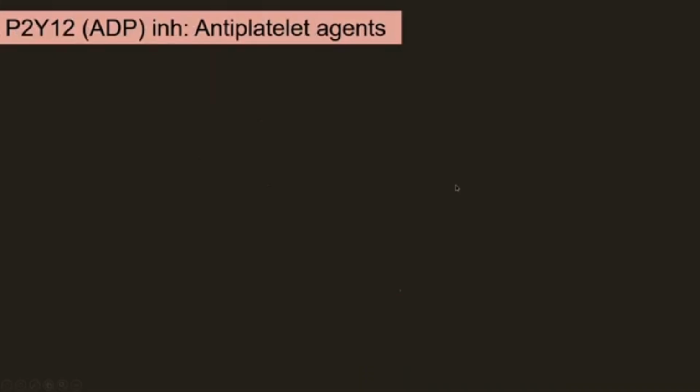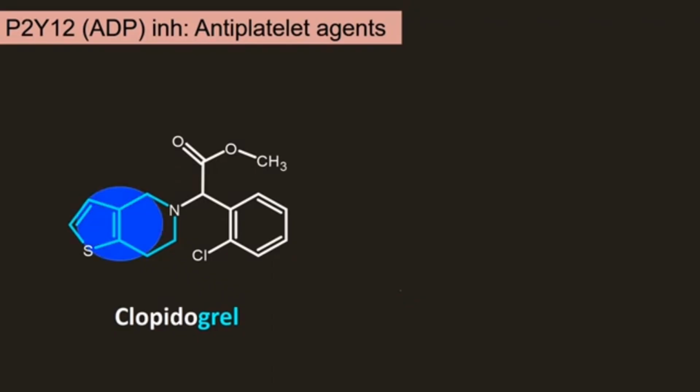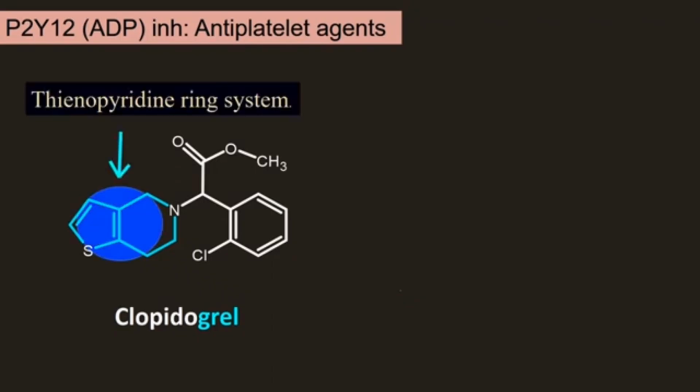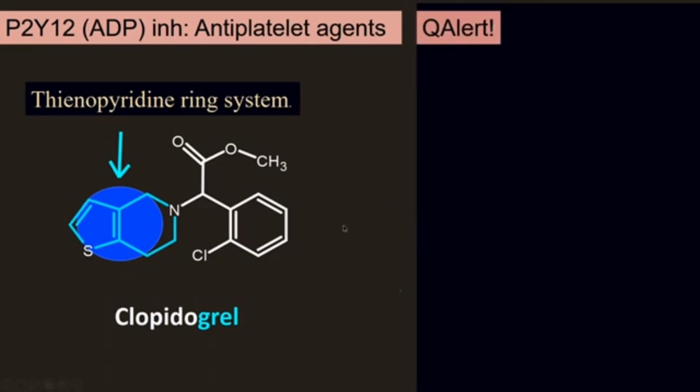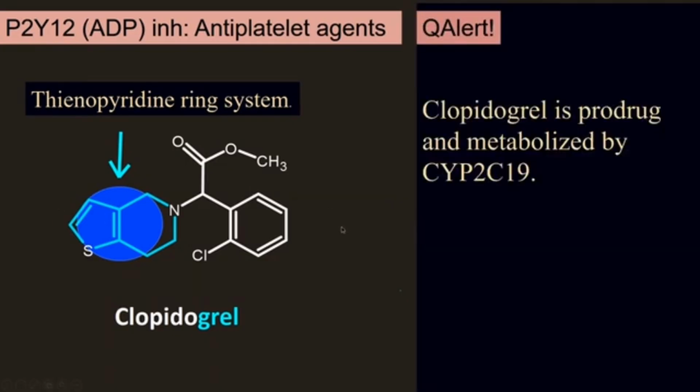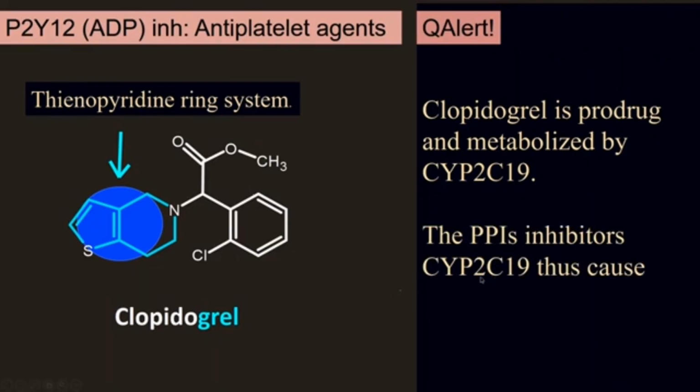Next, other drugs of the cardiovascular include antiplatelet agents. Among them, the promising agents are P2Y12 inhibitors, also known as ADP inhibitors. The best example here is clopidogrel. So the clopidogrel contains thienopyridine ring system, which is a unique system. And then this clopidogrel also has serious drug interaction because it is a prodrug. It is metabolized by various enzymes, and one of them is CYP2C19. As a result of that, these CYP2C19 inhibitors, the major examples are proton pump inhibitors, are known to cause those drug interactions.